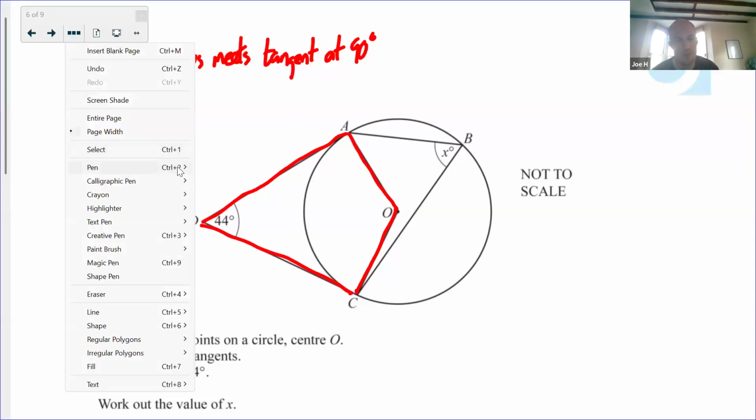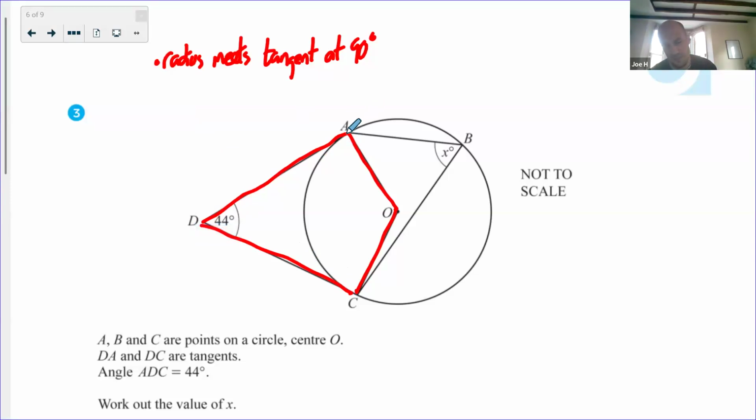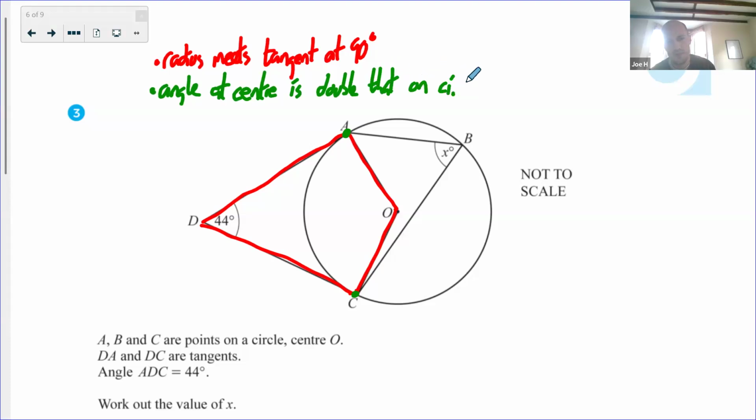Looking at the question again, I also notice that I have some lines leaving the same point on the circumference, heading to the center and the edge. So I know I'm going to be using my angle at the center is double that on the circumference. So I've kind of scoped out the question. I know already what I'm going to need to do, really.